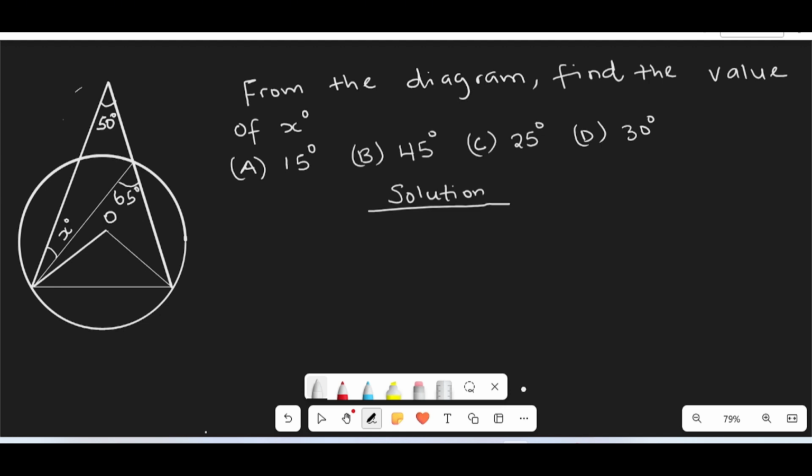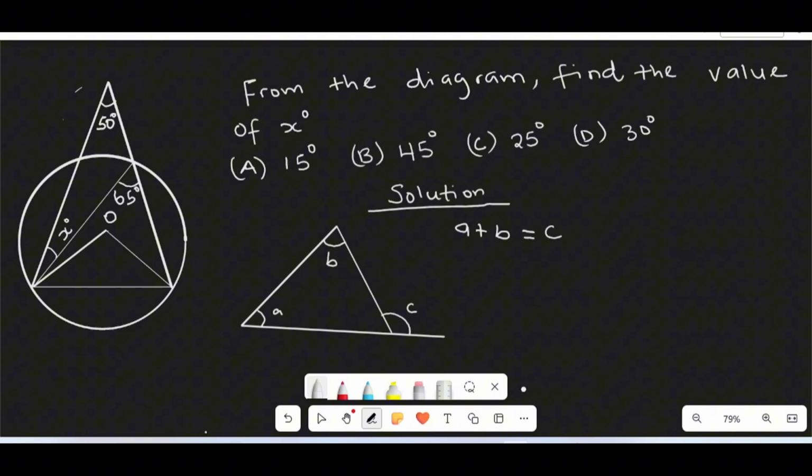So let us consider this diagram. The exterior angle theorem of a triangle states that this exterior angle, which is C, is equal to the sum of these two interior angles, A and B. So mathematically, the theorem says A plus B equals C. So we are going to use this concept in this problem.